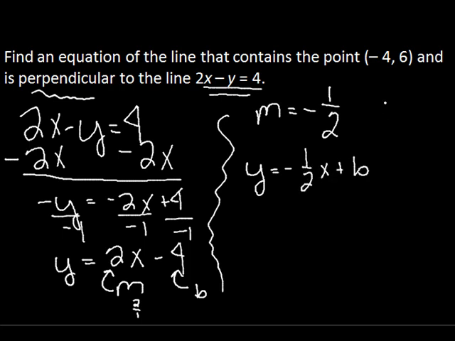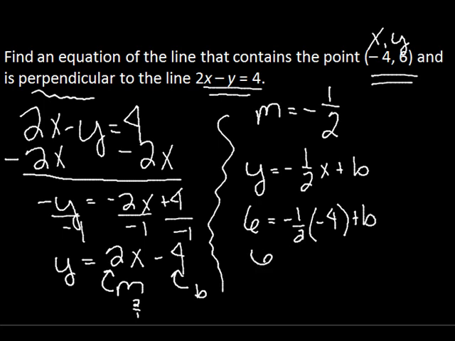We're going to look at our point here. They don't give us our y-intercept, so we're going to need to do a little figuring here. We need to find b. We don't know b, but we do have an x and a y to choose. So we're going to put 6 in for y, and we're going to put negative 4 in for x, and we're going to solve for b. So 6 equals 2, because negative 1/2 times negative 4 is a positive, plus b, subtract 2. So it turns out that b equals 4.